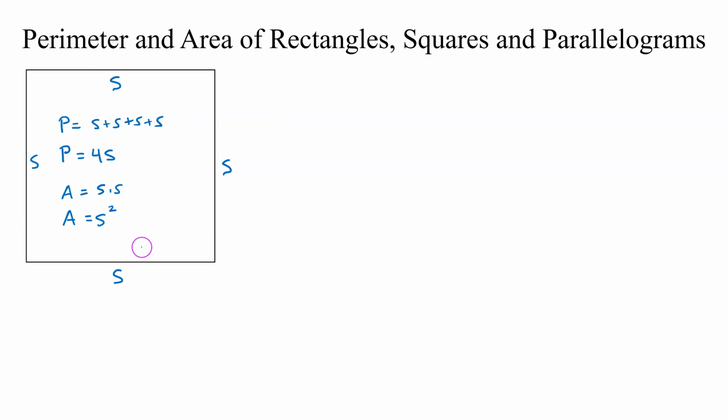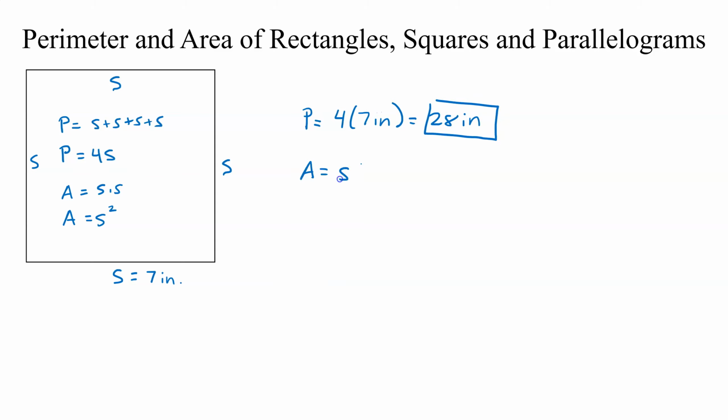So let's do an example. Since this is a square and all sides are the same, you only need to be given one of your sides. So let's say our square has a side length of 7 inches. So if we want to figure out the perimeter, the perimeter is 4, because there's 4 sides, all of the same length, times the length, 7 inches. 4 times 7 is 28, so our perimeter is 28 inches.